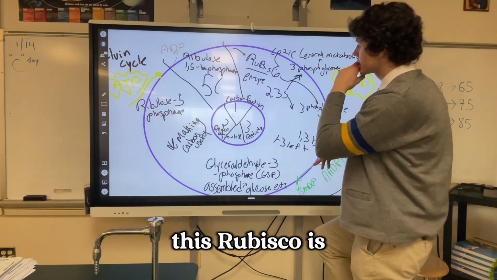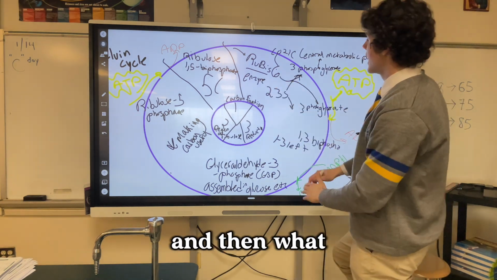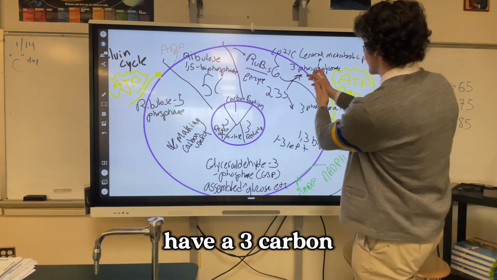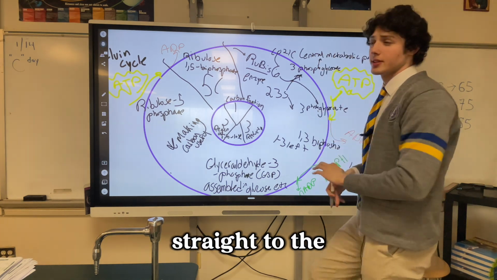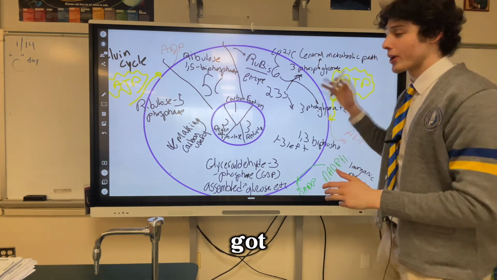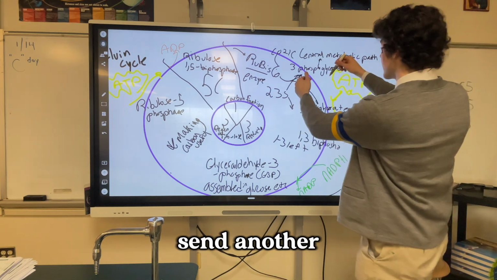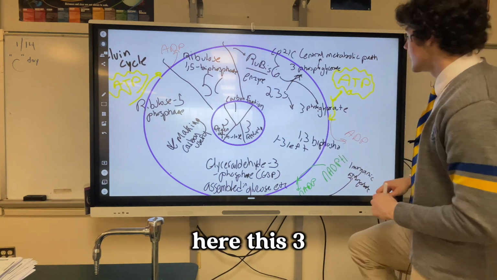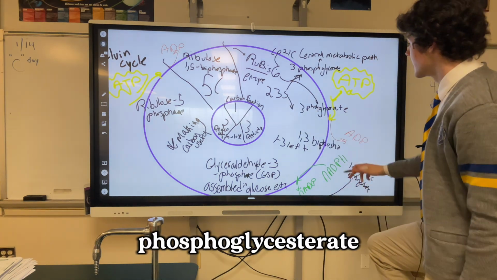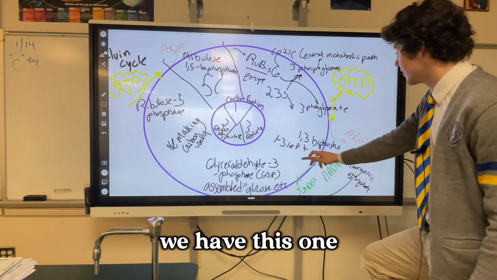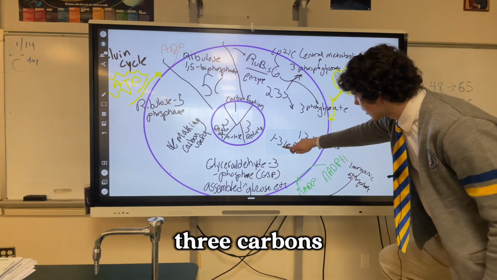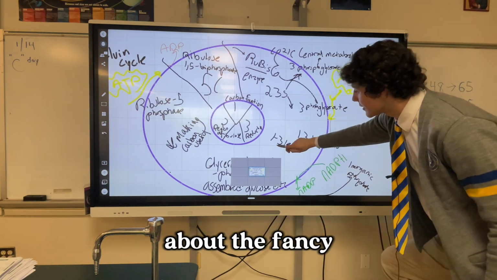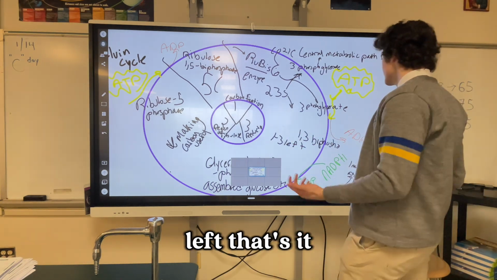So this rubisco is going to fuse them together, and then it's going to split. So we're going to have a 3-carbon that's going to go straight into the central metabolic pathway. Don't got to worry about it anymore. And now we're going to send another 3-carbon down here, this 3-phosphoglycerate. So now we have 3 carbons left, right? That's all we need to know. Don't worry about the fancy names. We have 3 carbons left.